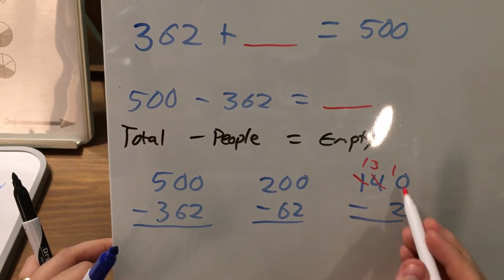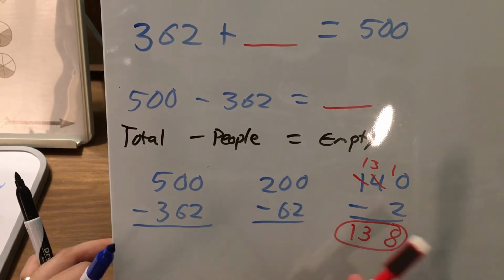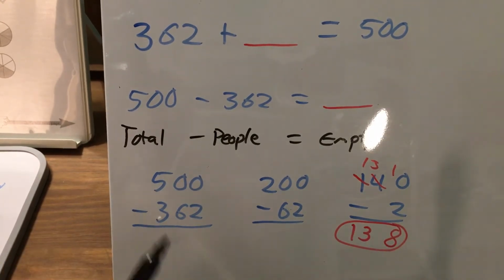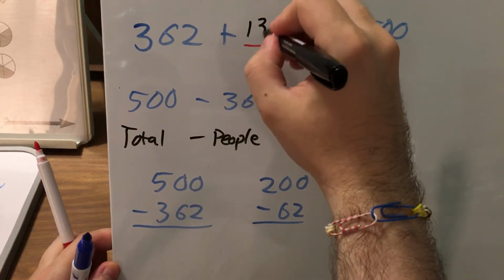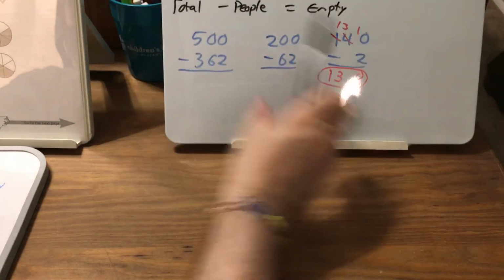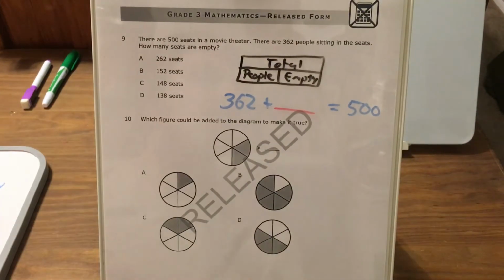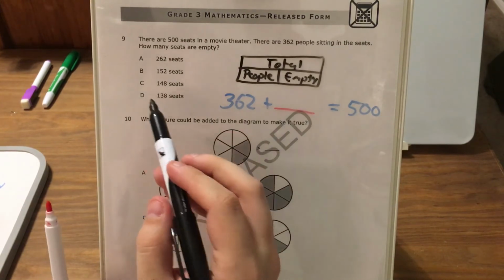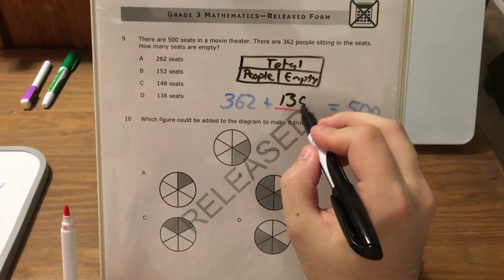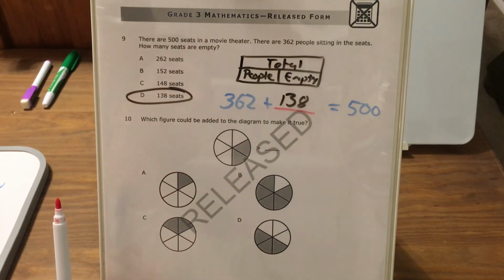If I'm subtracting 2 from 10, that's just going to give me 8. Leaving me with 138, which is my number of empty seats. In fact, I'll even write it back up in there. 362 plus 138 equals 500. And now, since I had 138 as my answer, I'm going to find the answer choice that matches that, and it's going to be choice D.